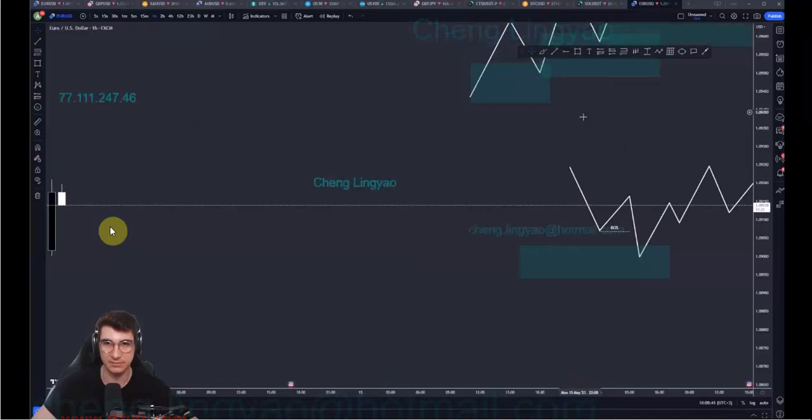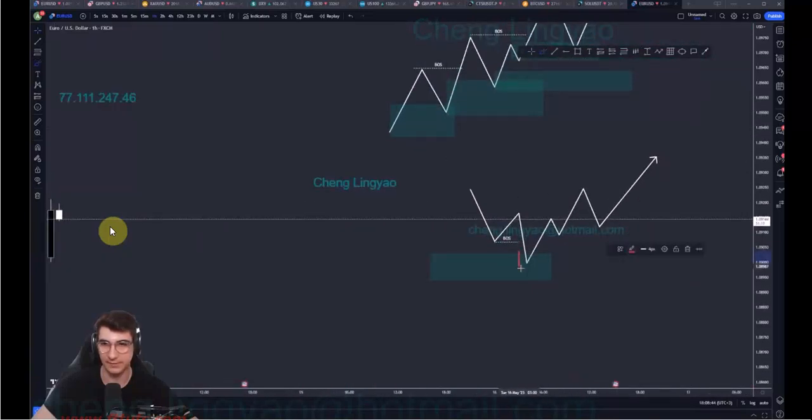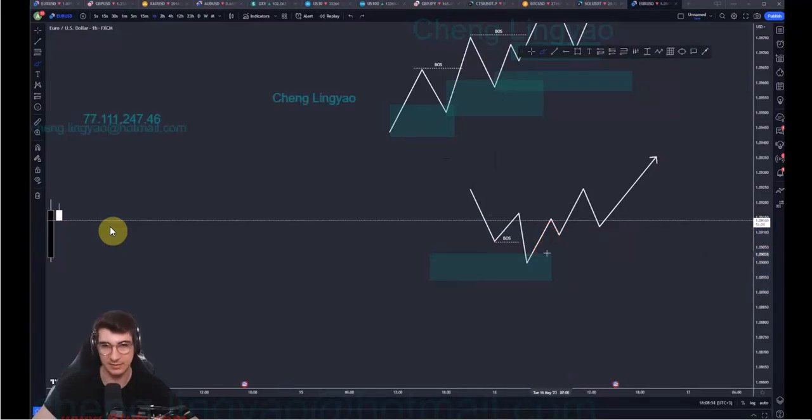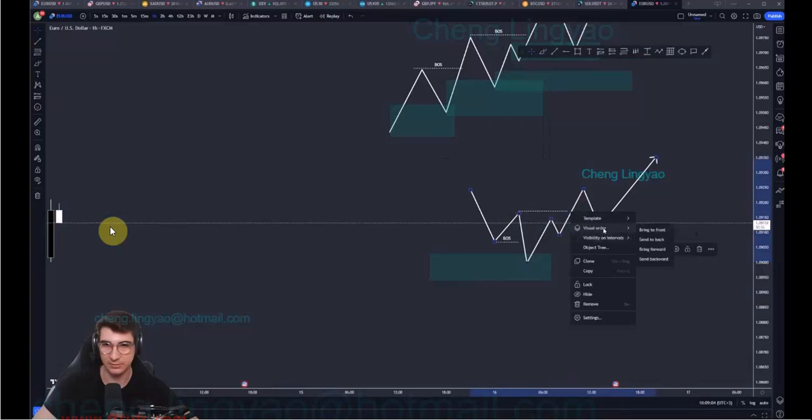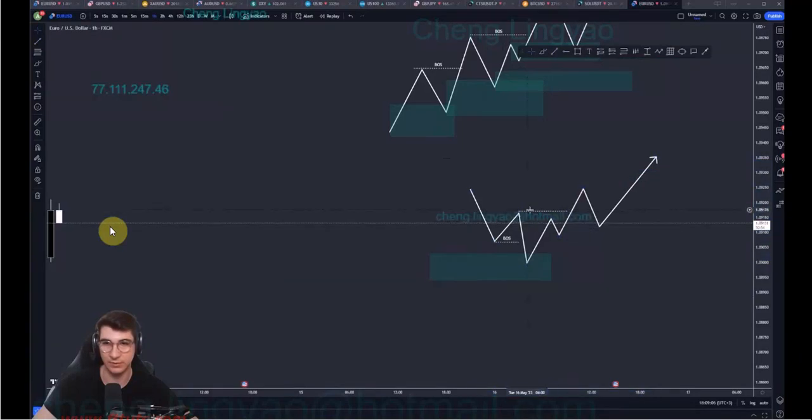Here, after making the break of structure, you anticipate price to create the lower high and then continue lower to create another break of structure. What it does instead is give a nice little reaction, and then price breaks above. So instead of continuing lower, you now have a change of character. Price just did a change of character to the upside, so now bullish order flow is in motion.